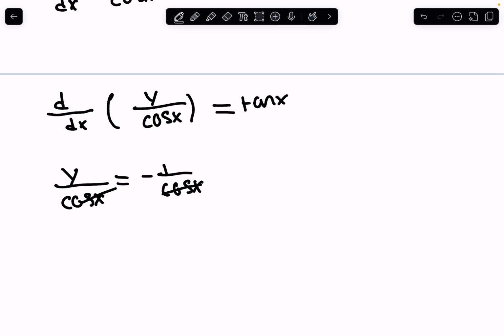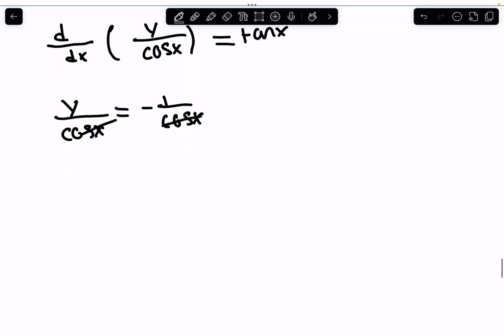Now we move on to the final differential equation, which is homogeneous differential equations. I'll try to get a question here. Sorry, one second. So, what is a homogeneous differential equation?